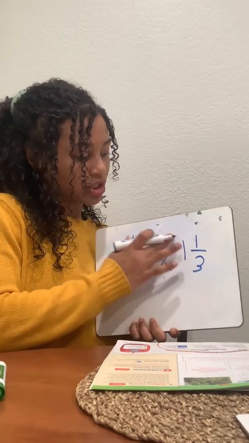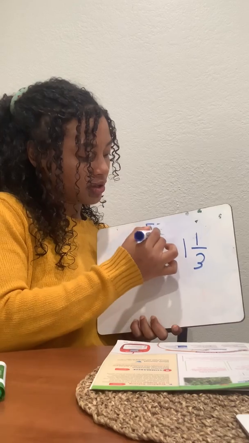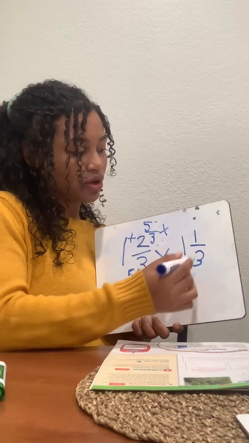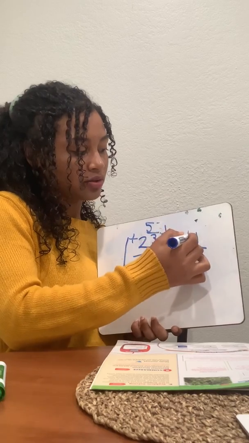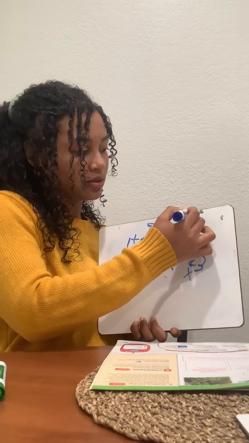And I'm going to actually move 5 over 3 a little bit over here. 5 over 3 times 1 times 3 is 3, plus 1 is 4 over what?